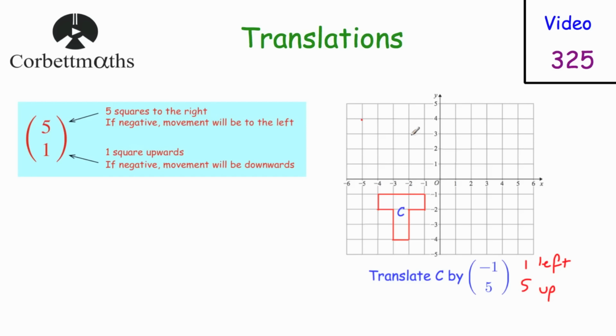1, 2, 3, 4, 5. Next, I'm going to do the bottom right corner, so 1 square left and 5 squares up. 1, 2, 3, 4, 5. So it's going to move there. The bottom left corner, 1 square left and 5 up. 1, 2, 3, 4, 5.